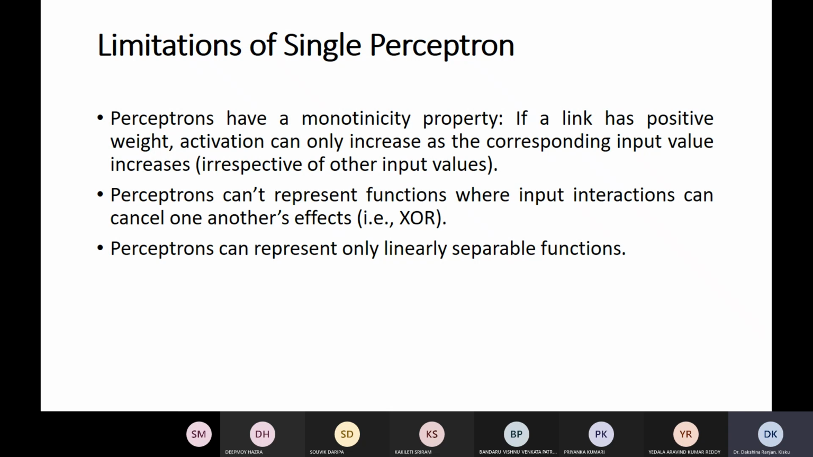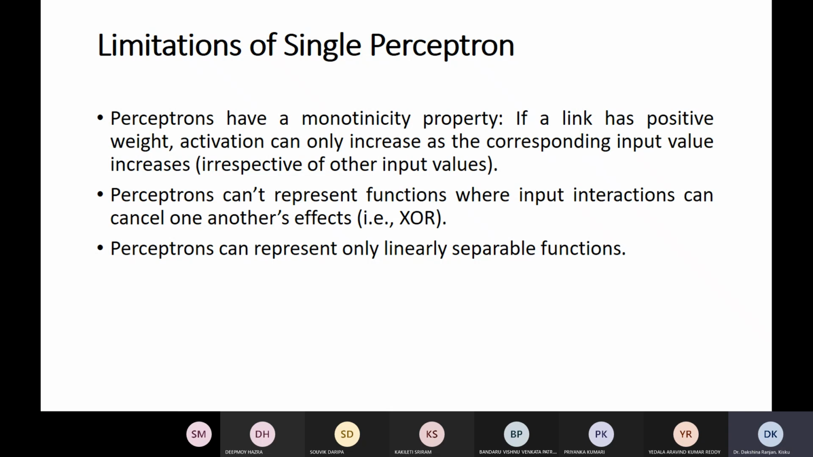Now, what are the limitations that we saw in the single perceptron? Perceptrons are considered to have a monotonicity property. That means if a link has a positive weight, then the activation can only increase as the corresponding input value increases. That means if the input value for a particular link is increased, then the activation will also increase. So when the link has a positive weight, then only the activation can increase when the input value is increased. Okay, so if we consider a particular link, then the corresponding input value can be considered irrespective of the other input values, and accordingly the activation function is computed.